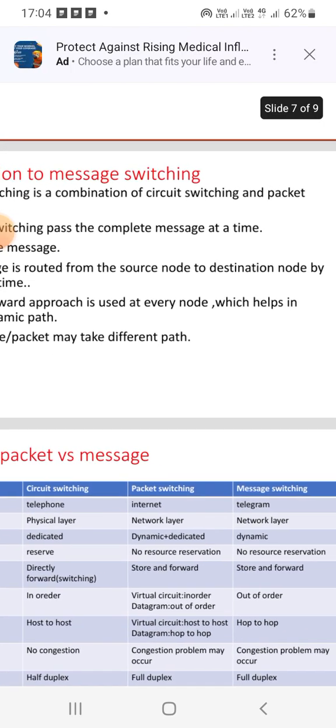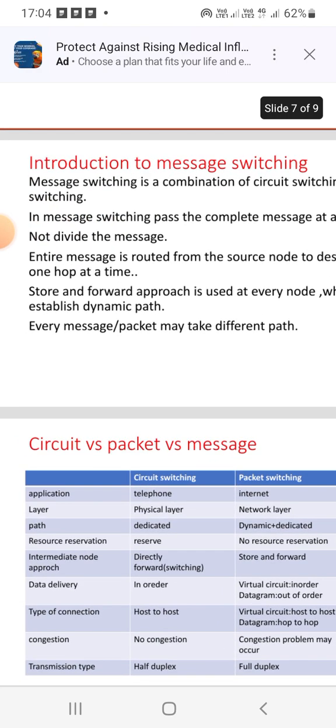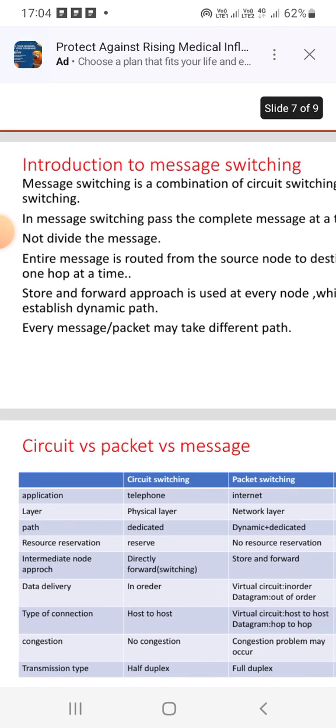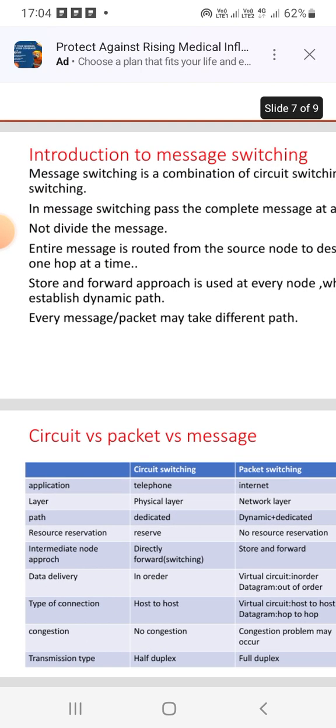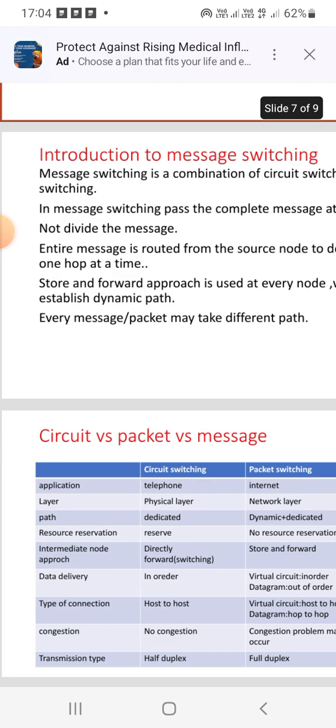The entire message is routed from the source to the destination, node by node, one hop at a time. The store and forward approach is used at every node, which helps establish a dynamic path. Every message may follow a different path, similar to the datagram approach.